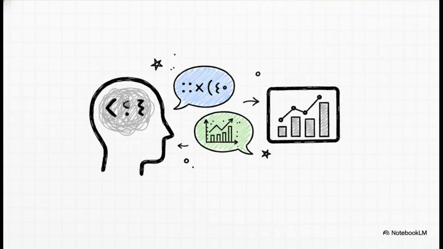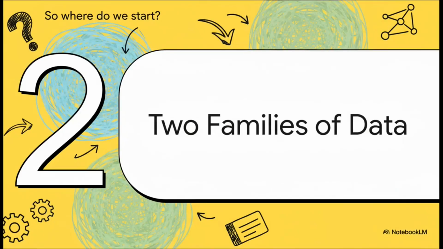The best way to think about this is that data types are basically the vocabulary and the grammar of this new language. As soon as you know the rules, what the different words mean, and how they're supposed to connect, you can finally start having a real conversation with your data. You can start to hear the stories it's actually trying to tell you. Okay, so where do we even begin? Well, luckily, it's not as complicated as it sounds.